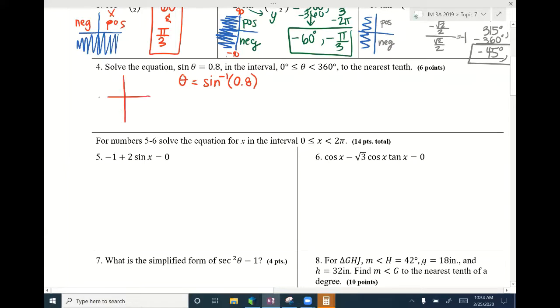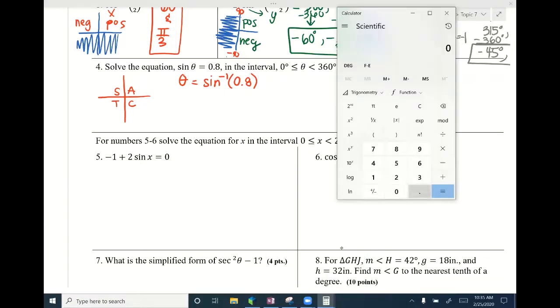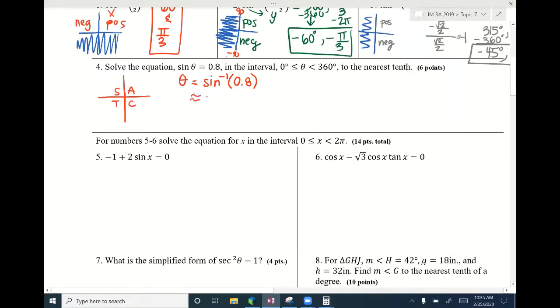These are the problems where we're remembering that there is more than one place for sine to be positive 0.8. So when I calculate this, if I do 0.8 and then inverse sine, my calculator gives me 53.1, so nearest tenth is about 53.1.